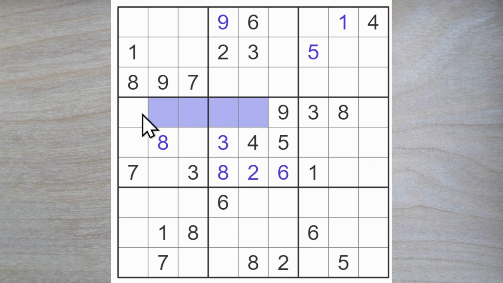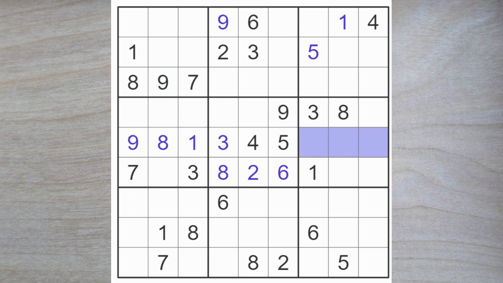This ghost 1 blocks across. This 1 blocks down. This 1 blocks up. So we have a 1 here. The 9 blocks here. This 9 blocks here. So a 9 for this block 4 has got to go here.